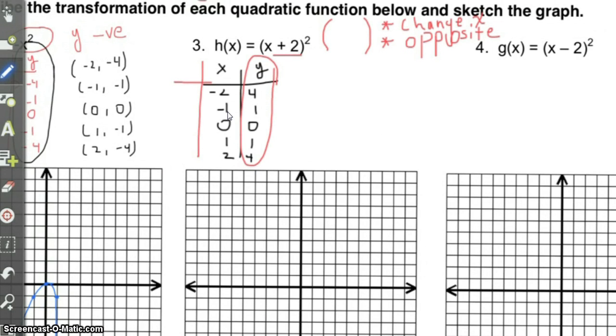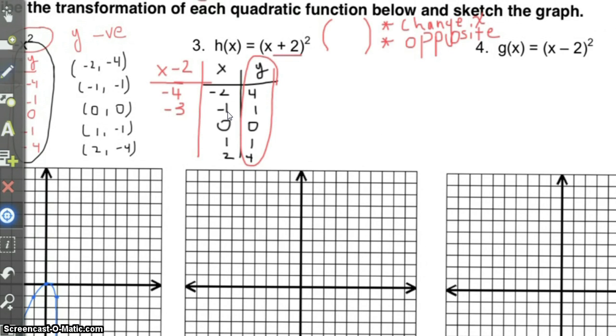Now the change is done to the x and it's opposite. So instead of x plus 2, I write x minus 2 over here. This only happens when there is parentheses. It's opposite and it's done to the x. So negative 2 is a 4, negative 4, negative 3.